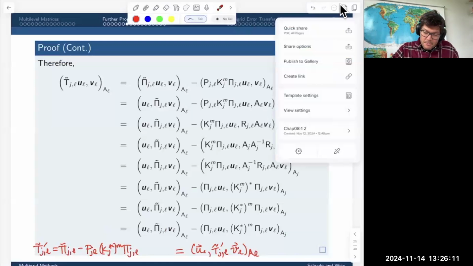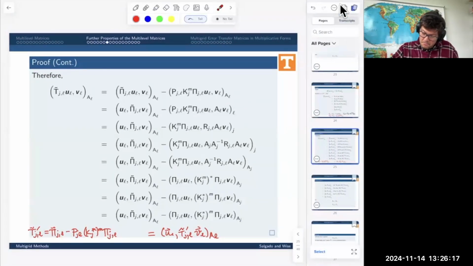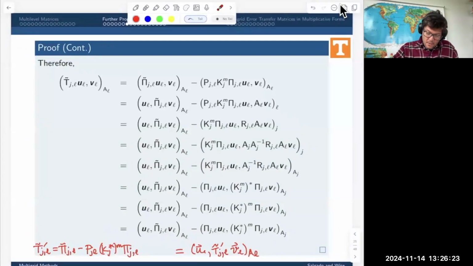The menu changed on me and I don't see how to add a page anymore. Does anybody know how to do that? I don't see it. Okay, I'm going to skip it then. And because I don't have enough room to do it here, I'm just going to say an exercise.